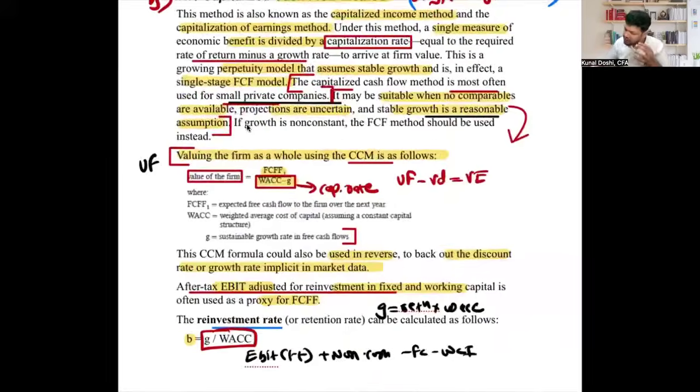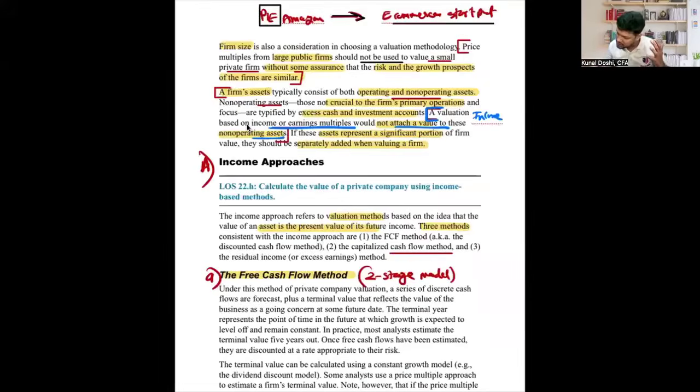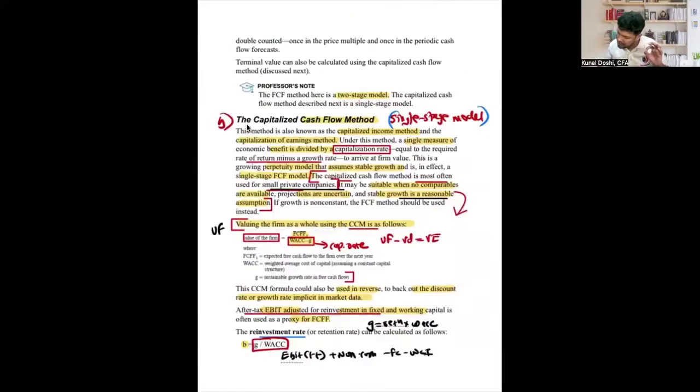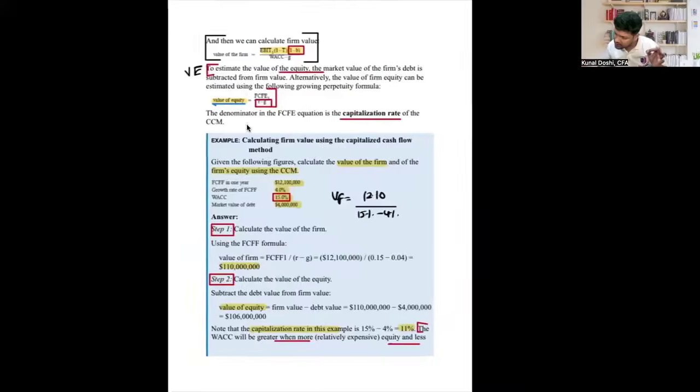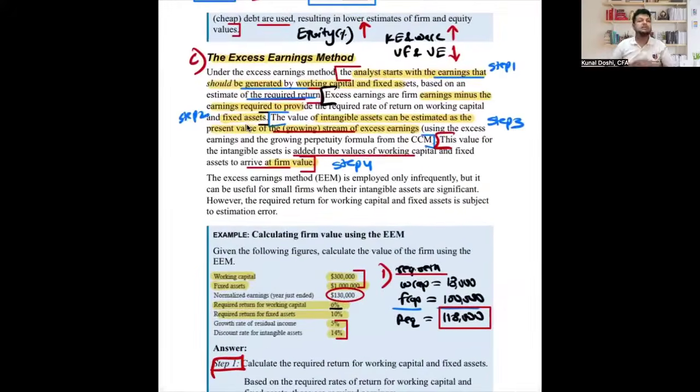Okay. So the first two, I'm not going into the detail of the formula, which we are already aware of. But the third approach is what is called the excess earnings approach. Excess earnings method. This is a very interesting approach. Here we need to find what the excess earnings are. So how do I find excess earnings?